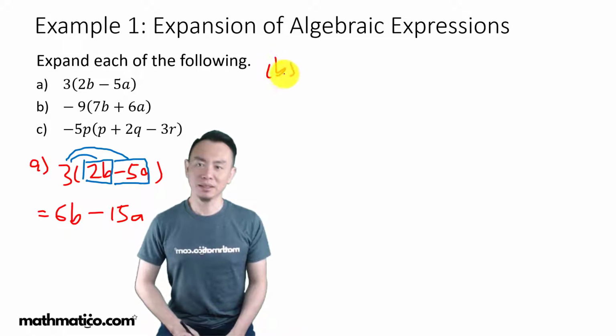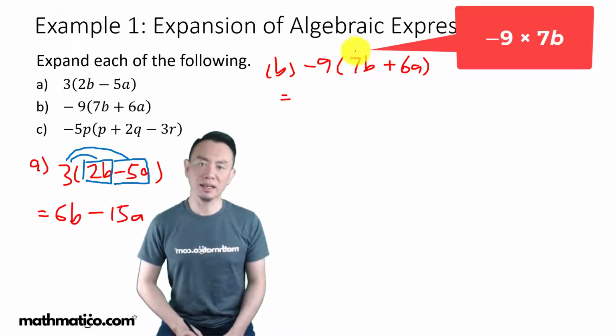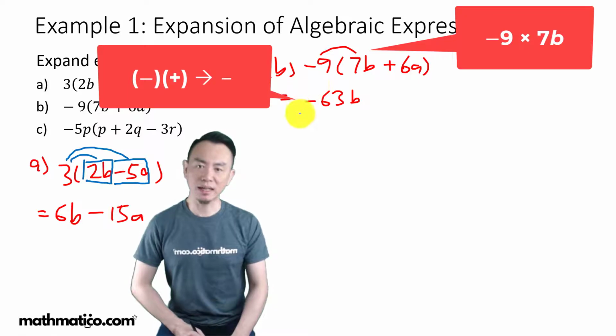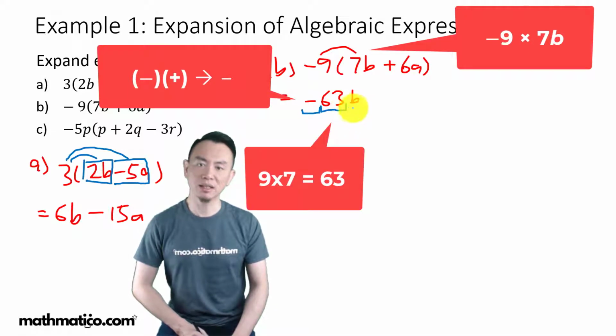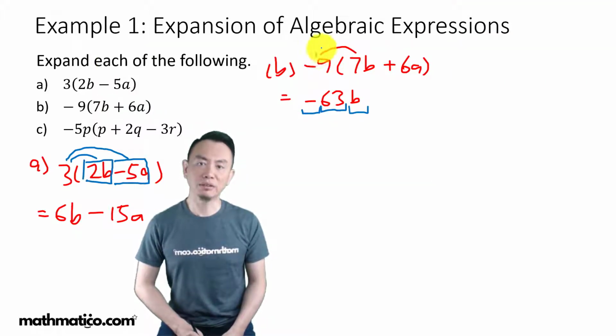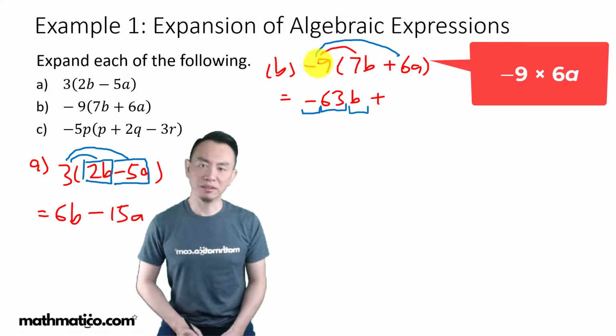Part B. Negative 9 times 7b plus 6a. Okay, so here you see negative 9 times 7b. This is multiplied to the 7b. Negative times positive is negative. 9 times 7 is 63, and then you have the b. So we consider each part separately, alright? So we have the sign, and then we have the 9 times 7, and we have the letters. So that's negative 63b. Then we have negative 9 times positive 6a, and we get negative again, negative times positive is negative. 9 times 6 is 54, and then you have the a.